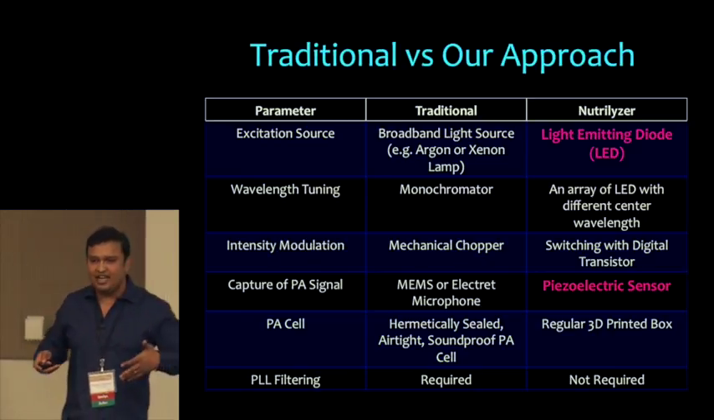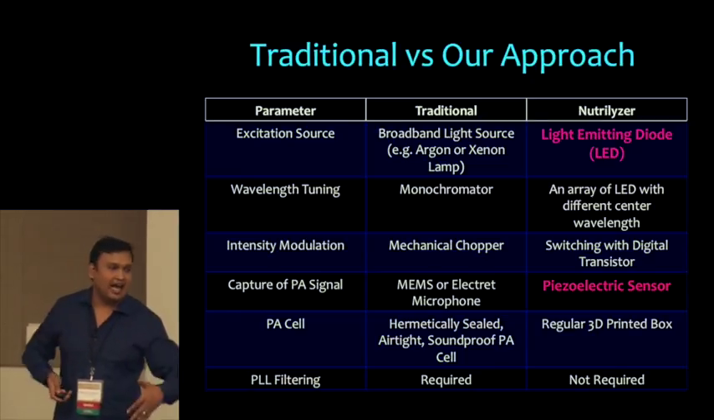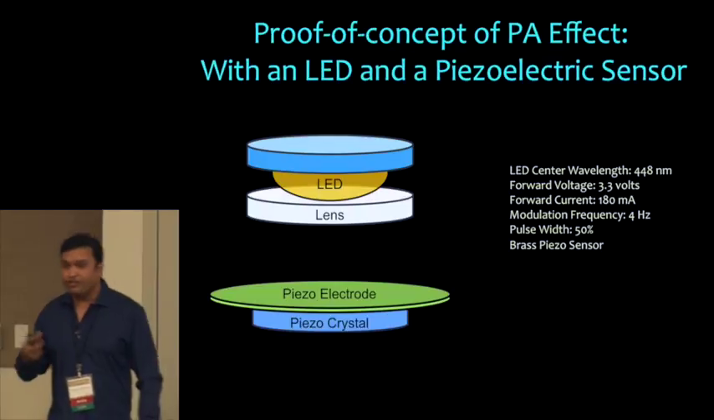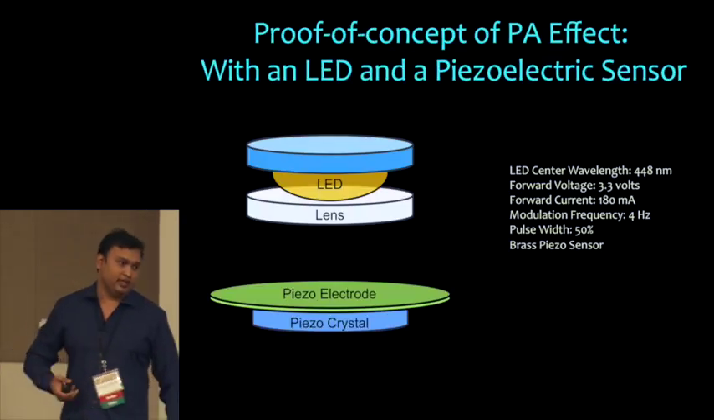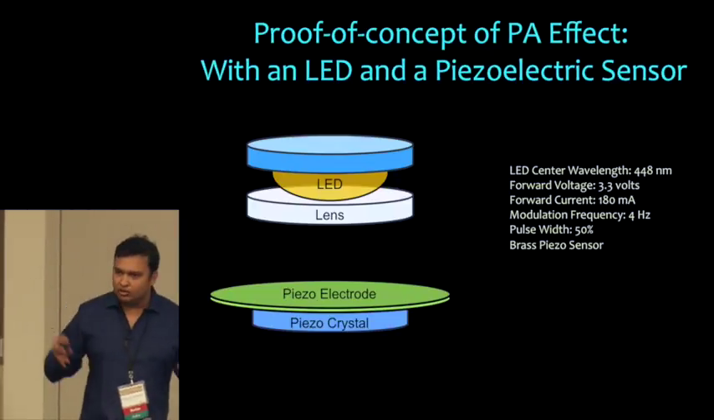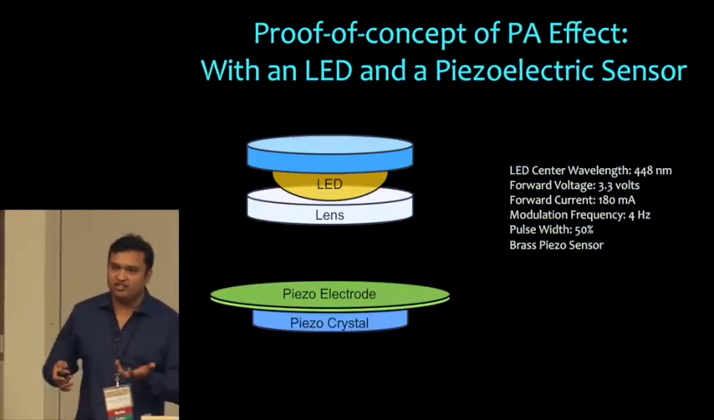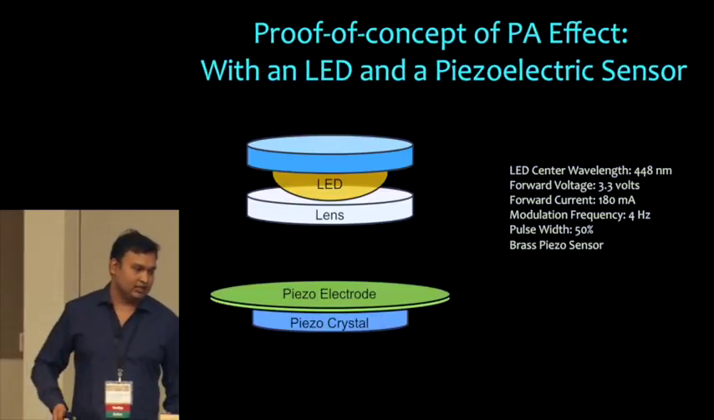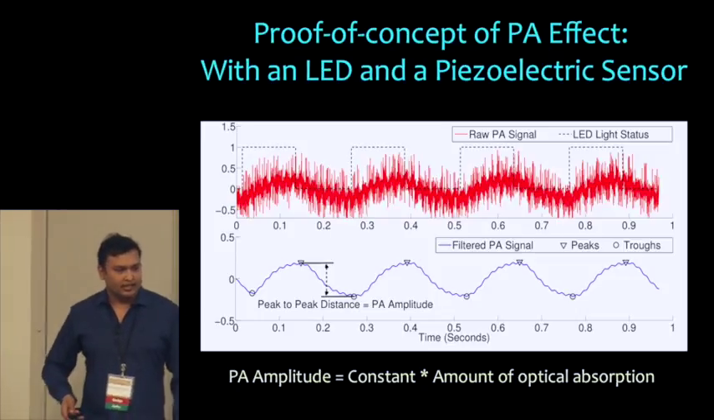In the next couple of slides, I'll try to illustrate how with these two components, we can generate the photoacoustic effect and listen to it. So the setup is very simple. Take an LED. I used a lens to collimate the light and focus it on the surface of a piezoelectric sensor, and I modulated the LED with 4 hertz. This is what we get.